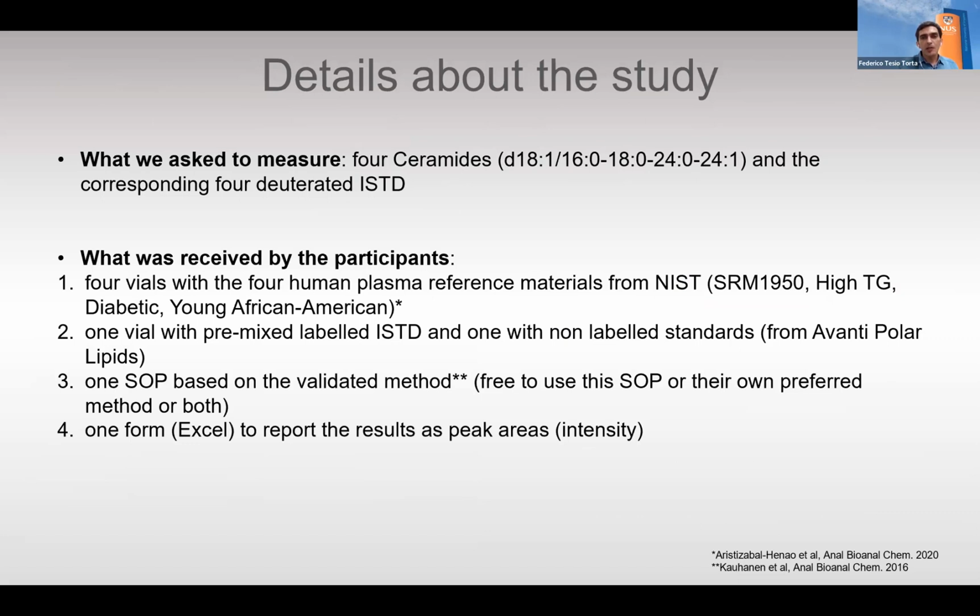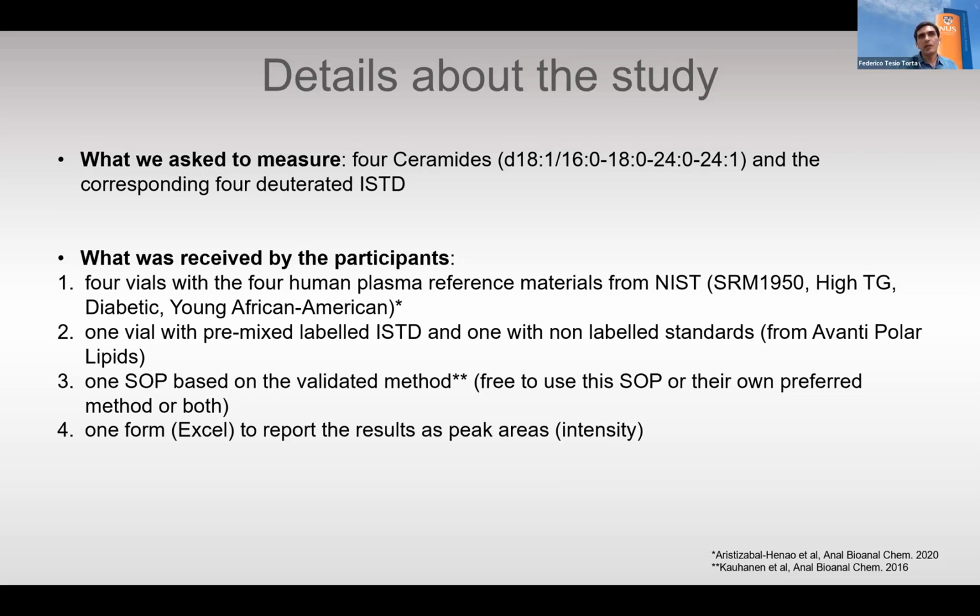What were the participants of this study asked to measure? We asked them to measure the 4 ceramides included in the CERT score, of course, and their corresponding deuterated standards. What was received by each participant included 4 plasma reference materials. The choice of the NIST SRM 1950 was quite easy, and was due to its commercial accessibility. And indeed, this has been used in many lipidomic and metabolomic studies already.